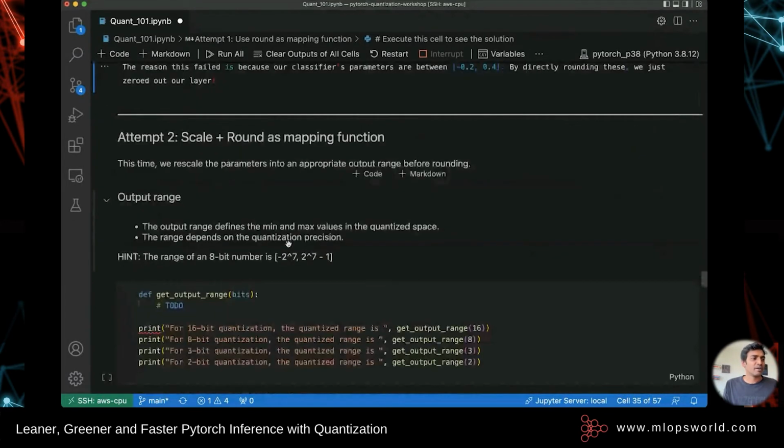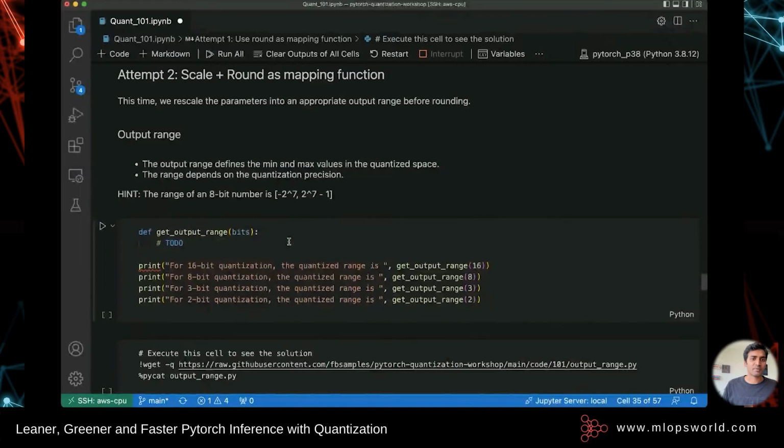So clearly, we need a more intelligent way to map to quantize our values. So what we're going to do is we're going to first rescale the parameters. So we're going to move them from minus 0.2 to 0.7 to a more appropriate range for rounding. Eventually, we do have to round it, but since we can't do it for values which are less than 1, we want to move them out of that range to much larger values and then round those.